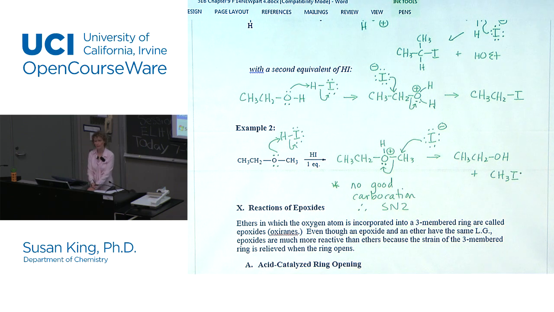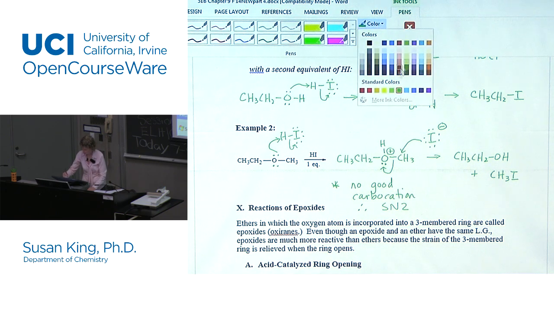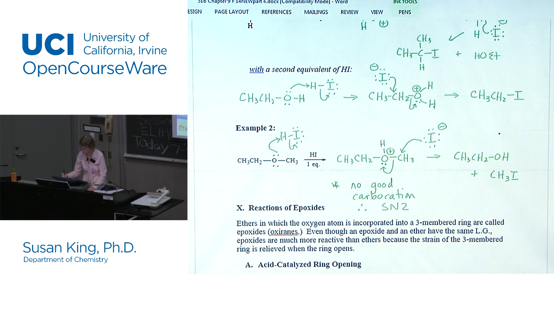Those are the two products we get if we use one equivalent of hydroiodic acid. If we use a second equivalent, then that means we're going to convert the ethanol to ethyl iodide just like we did right here. So make sure that that's the thought process. This requires a lot of thought process. Here we have attack at least substituted side.